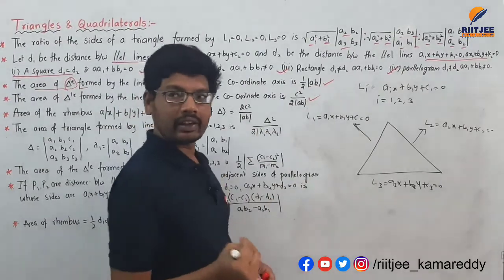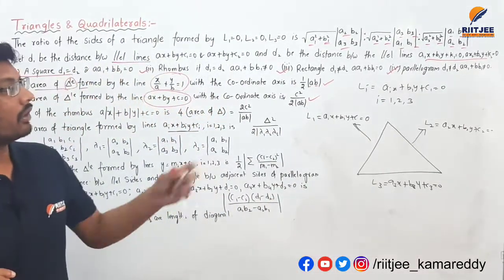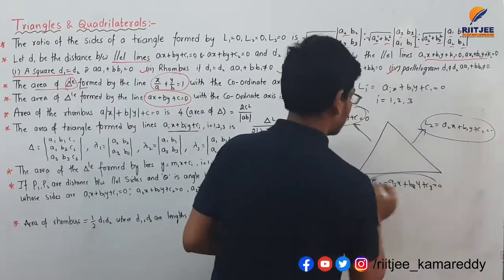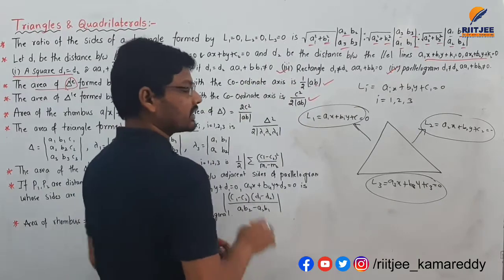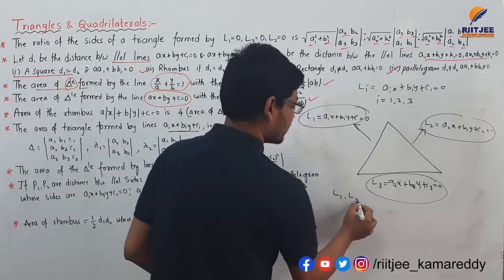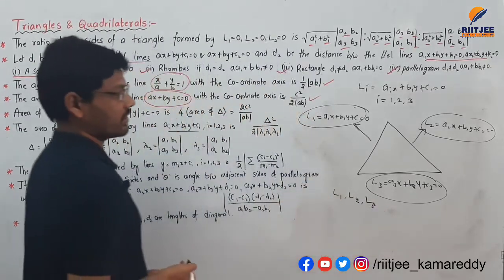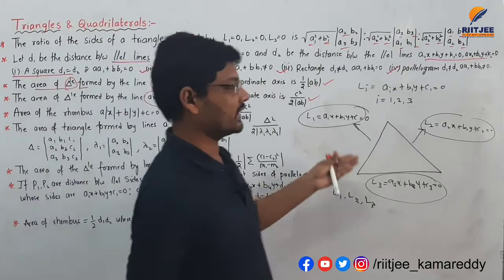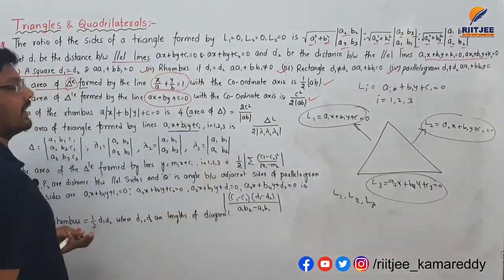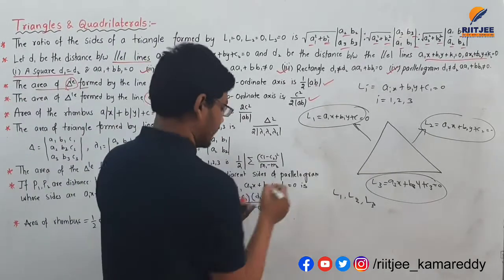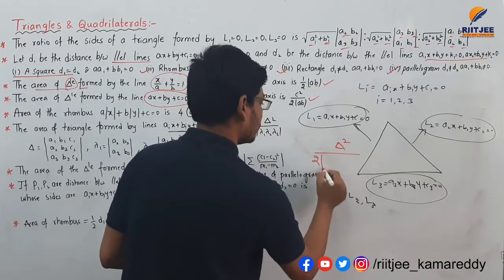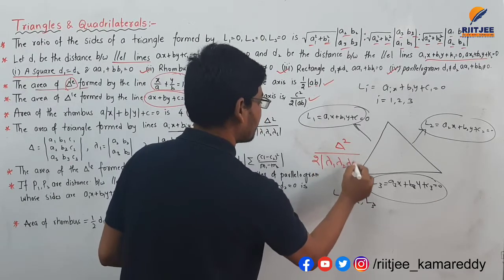By using 3 straight lines we can form a triangle here. This is not a right angle triangle, it is any triangle here. So L1, L2, L3 are 3 straight line equations. Whenever 3 straight lines of a triangle are given, this is the formula to find the area of the triangle. The area of the triangle formula is delta square by 2 into modulus of lambda 1, lambda 2, lambda 3.